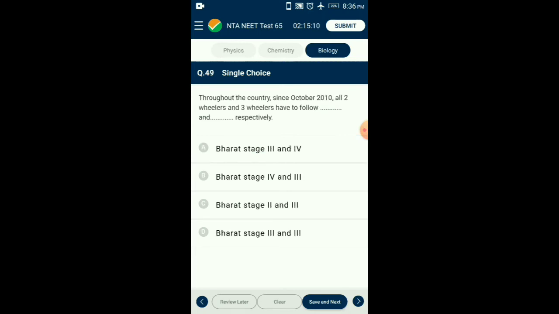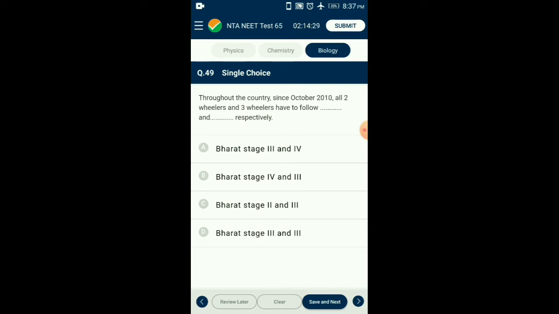Question number 49. Throughout the country since October 2010, all two-wheelers and three-wheelers have to follow dash and dash respectively. Bharat Stage 2 or Euro 2 norms, both almost equivalent, are no more applicable in any of the cities of India. Two-wheelers, it is Bharat Stage 3 throughout the country since October 2010. Three-wheelers, Bharat Stage 3 throughout the country since October 2010.